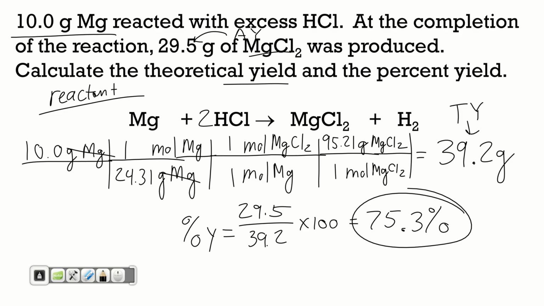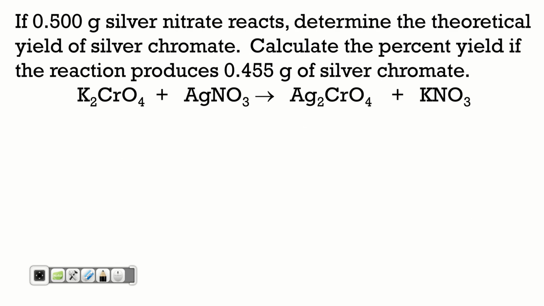All right, one more. We have 0.5 grams of silver nitrate. It reacts. We want to find the theoretical yield of silver chromate. So this one's being really clear. Just find silver chromate. Calculate the percent yield if the reaction produces 0.455 grams of silver chromate. What is the 0.455 grams? That is my actual yield.